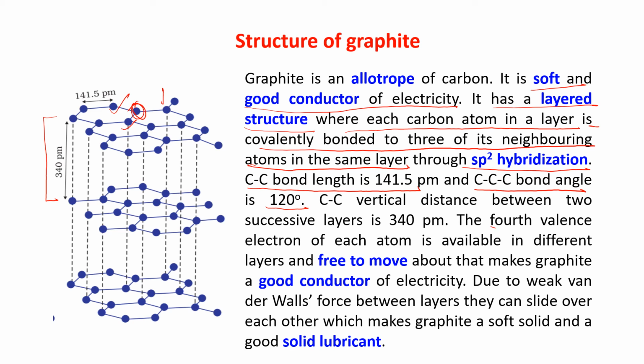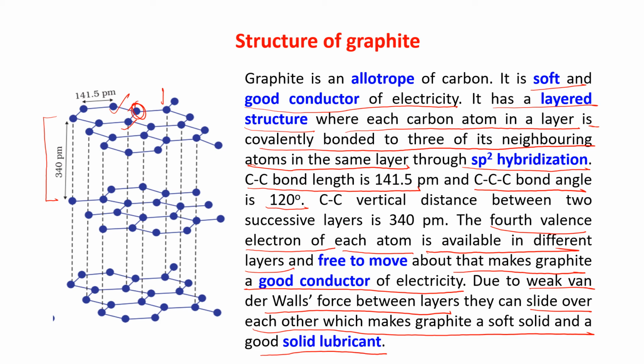The 4th valence electron of each carbon atom is available in different layers and they are free to move. 3 are bonded, so 1 is free. They are free to move about. That makes graphite a good conductor of electricity. And the layers are joined by weak van der Waals force between the layers. Okay, and that is why they can slide over each other, which makes graphite a soft solid and a good solid lubricant. If you know up to this much, that is enough.